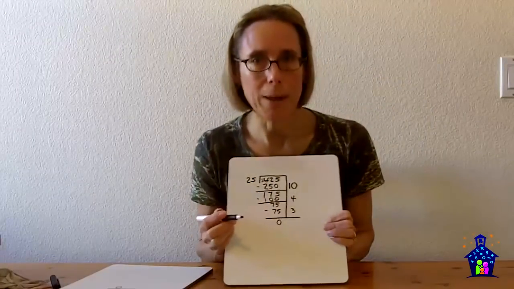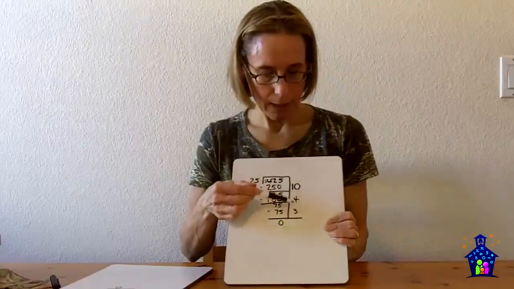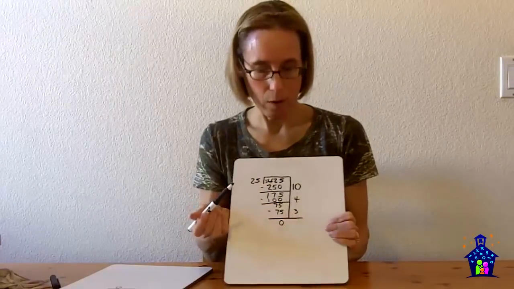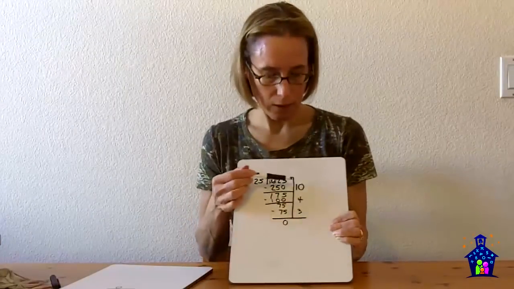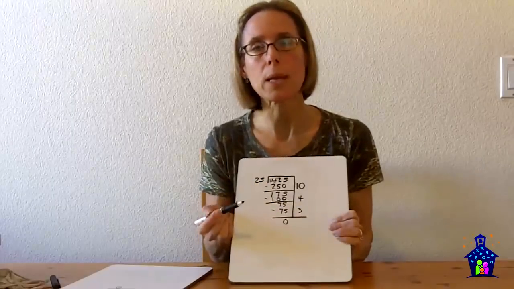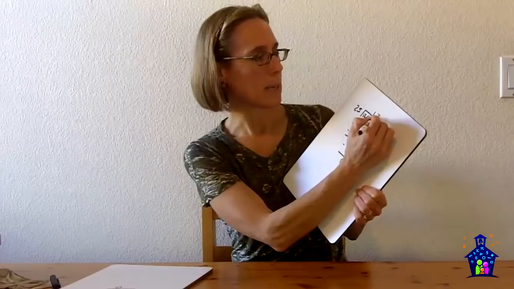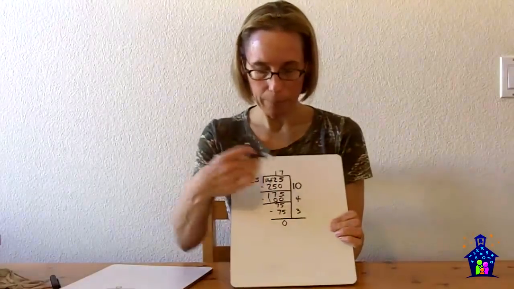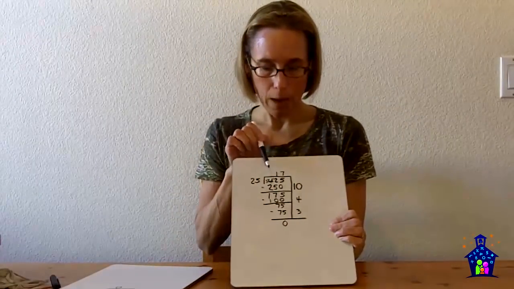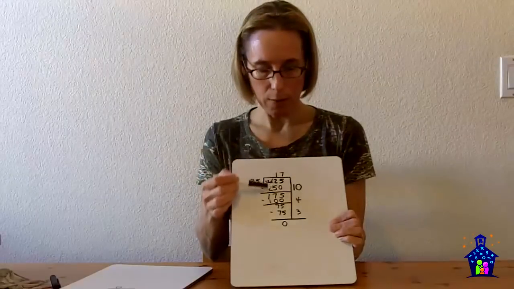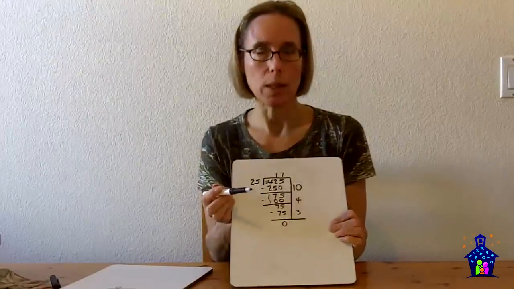So now what is my answer? My answer is these numbers, okay, over on the right hand side added together. So 10 plus 4 plus 3 is 17, and I would write that up here at 17. And of course in the beginning we need to show them that they're writing the 17 in the 10s and the 1s column.